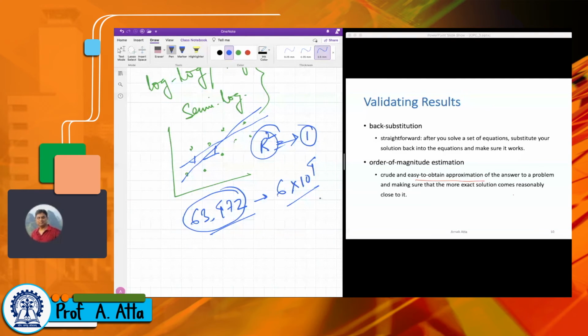6 into 10 to the power 4, the order of magnitude 10 to the power 4, isn't it? So basically 6.3472 into 10 to the power 4, this number. Did you get the point? So roughly it can be 6 into 10 to the power 4.